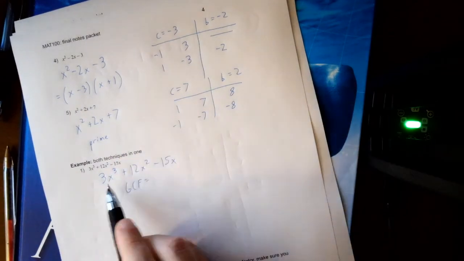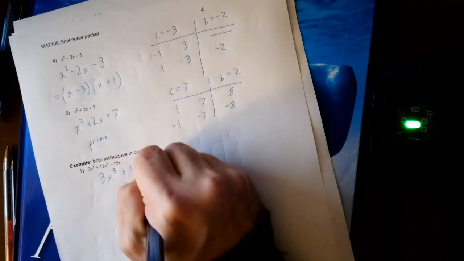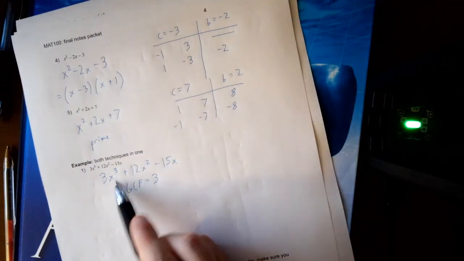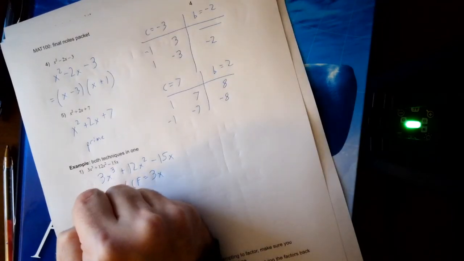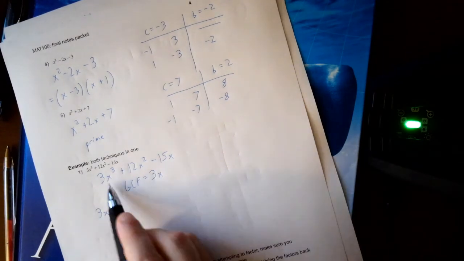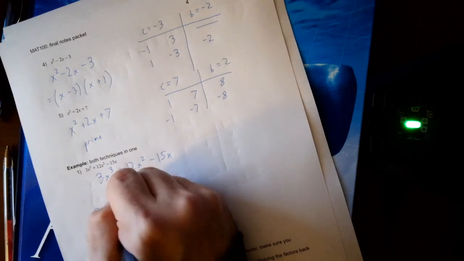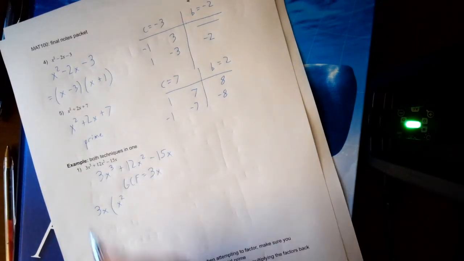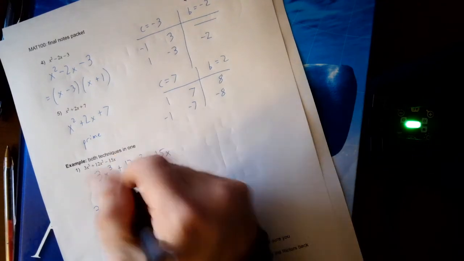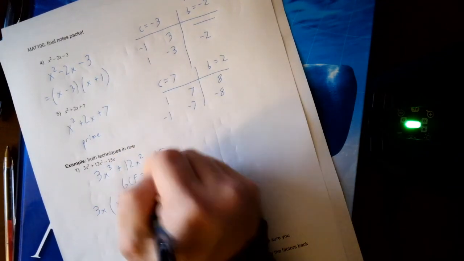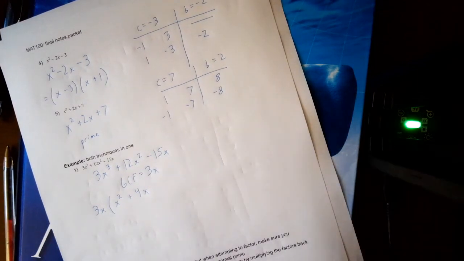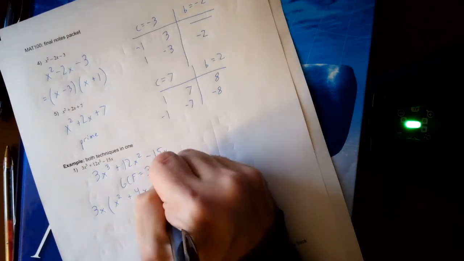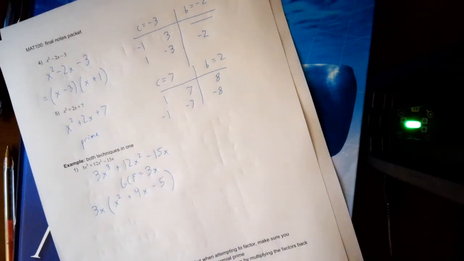GCF. Let's see. 3, 12, and 15. They all divide by 3. x cubed, x squared, and x. Those have an x in common. So I can factor out a 3x. What is left? Well, if I take 3x away from this, I'm left with x squared, right? 3 divided by 3 and take the x out. 12x squared, let's see, 12 divided by 3 is 4. x squared, take out an x, gives me x. Minus 15x, let's see, 15 divided by 3 is 5. And I took the x out, so it's gone.